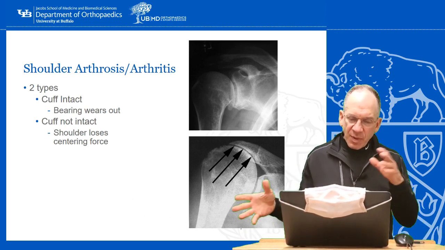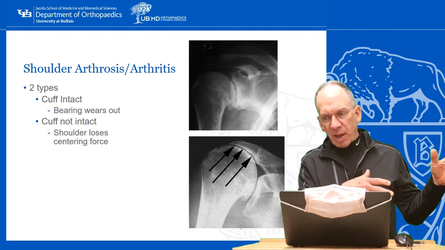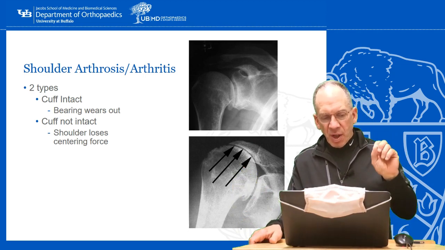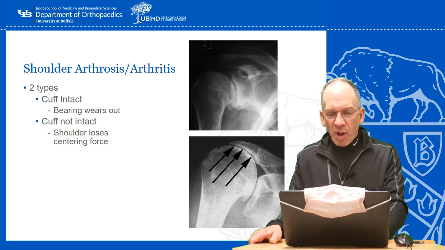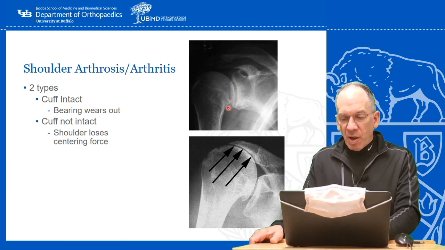There are two types of shoulder arthritis, basically. And again, kind of broad categories, because I'm not talking about inflammatory arthritis and degenerative arthritis. I'm just talking about two different kinds of shoulder arthritis. There's one where the cuff is totally intact, soft tissues are fine, and the bearing wears out. So in this case, the humeral head is well centered on the glenoid, but the cartilage is worn. And this is the big bone spur here, which has developed. There's a little bone spur on the glenoid side.